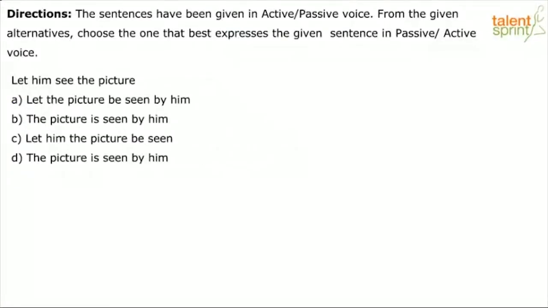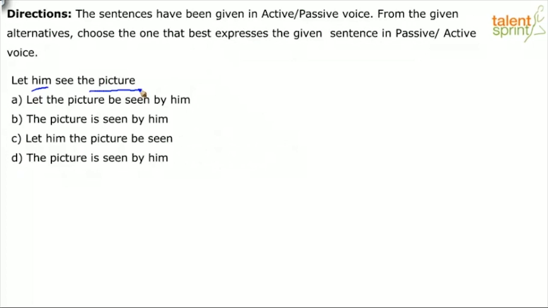Let him see the picture. So here, unlike the other one where it says finish the work in time, the person is not addressed specifically. But here the person is addressed specifically: let him. So I need to ensure that this person is addressed in the passive construction as well. The passive subject, the picture, has to take the first place, along with the action, and then you feed in this person, the active subject, as well. Which one gives that? B, the picture is seen by him.